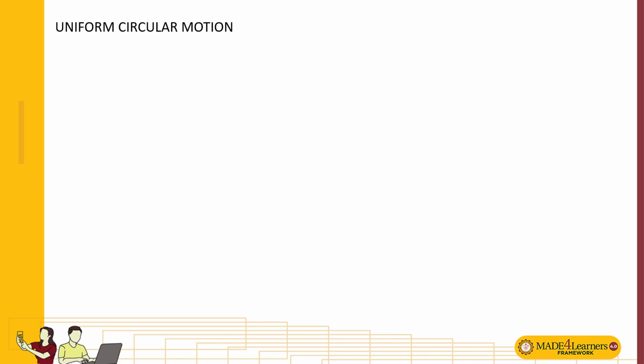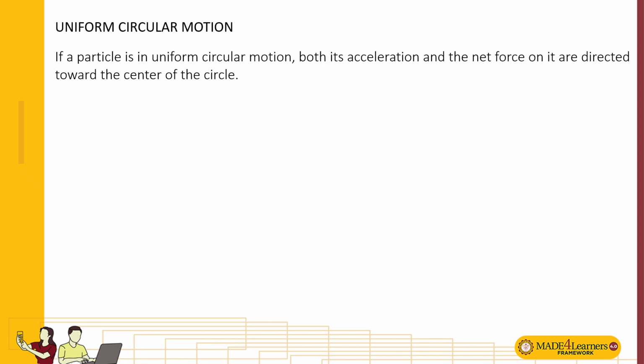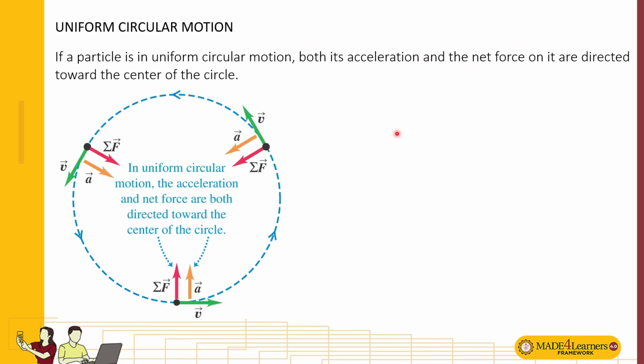For an object that is moving in uniform circular motion, both its acceleration and the force on it are directed toward the center of the circle. If the object is positioned here, then the direction of the net force is here. Also its acceleration is directed towards the center of the circle. So if the object is already here, then these are the arrows for the net force, and all of them are directed towards the center of the circle, while the green arrows are the tangential velocities.